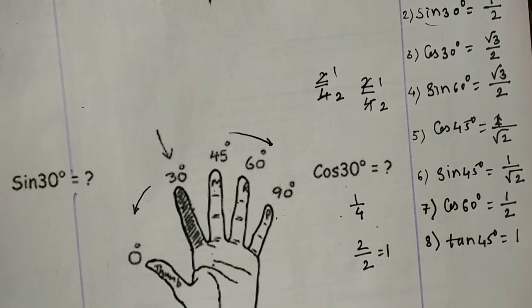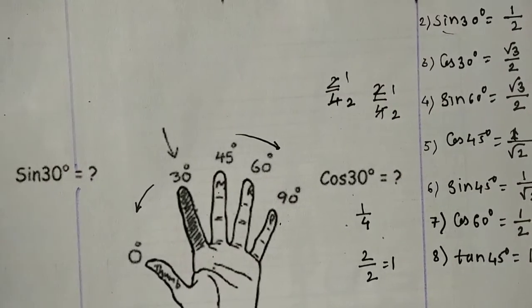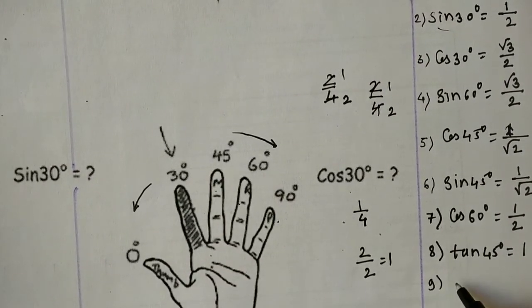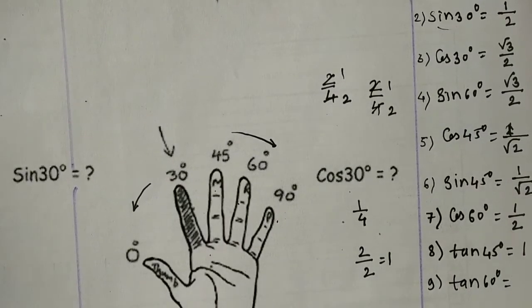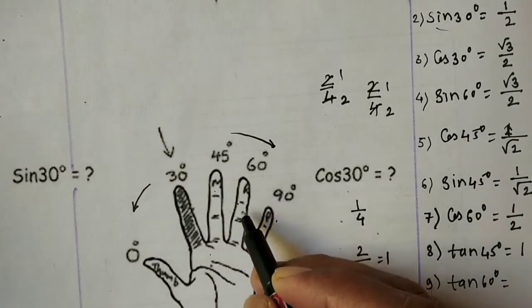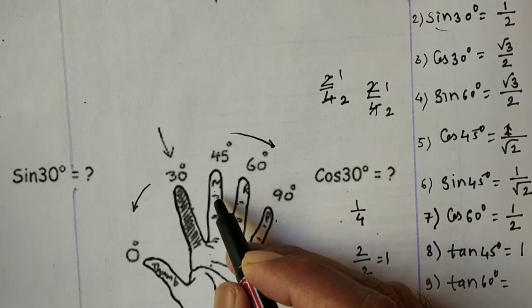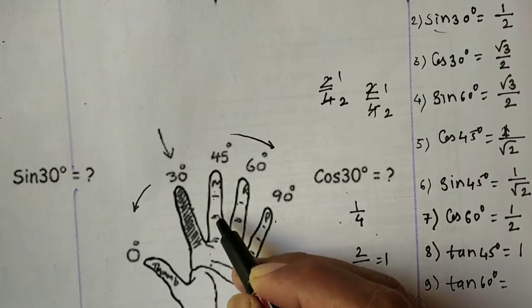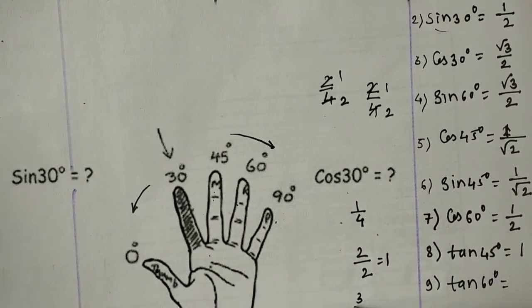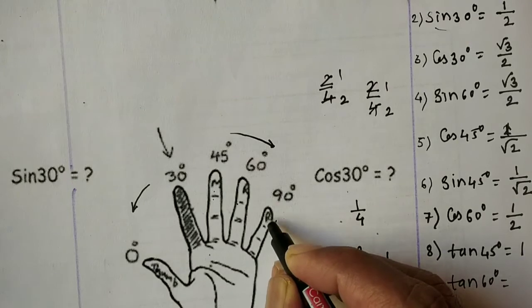1. Now similarly, if I want to calculate tan of 60 degrees. So for tan 60 degrees, this is the finger. How many fingers are remaining on the left hand side? 1, 2, 3, right? So 3 fingers on the left hand side and only 1 finger on the right hand side.